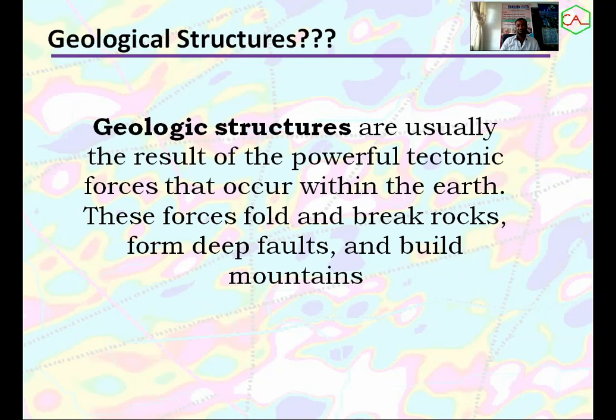Now, when we're talking about structures, what do we actually mean? Structures are actually resulting from tectonic forces that occur within the earth. When these forces occur in different magnitude, in different dimension, it gives the rock different kinds of patterns. It makes the rock break, it makes some compress, it makes some stretch and all that. So you see different forces actually come into play and make the rock behave differently.